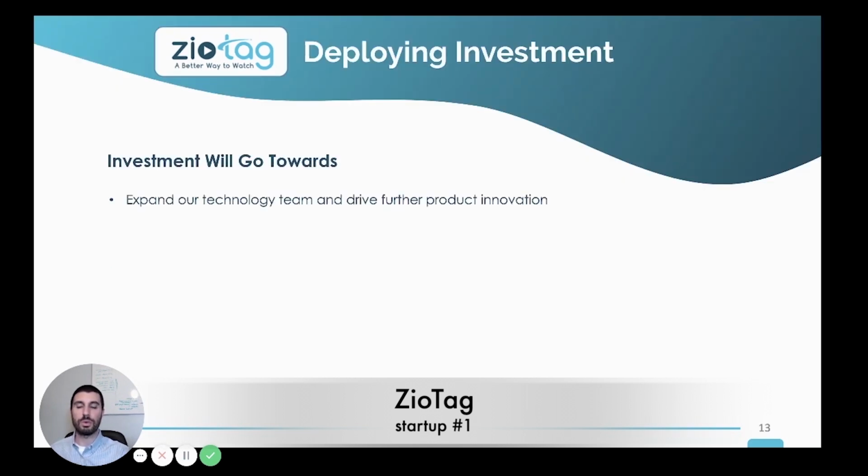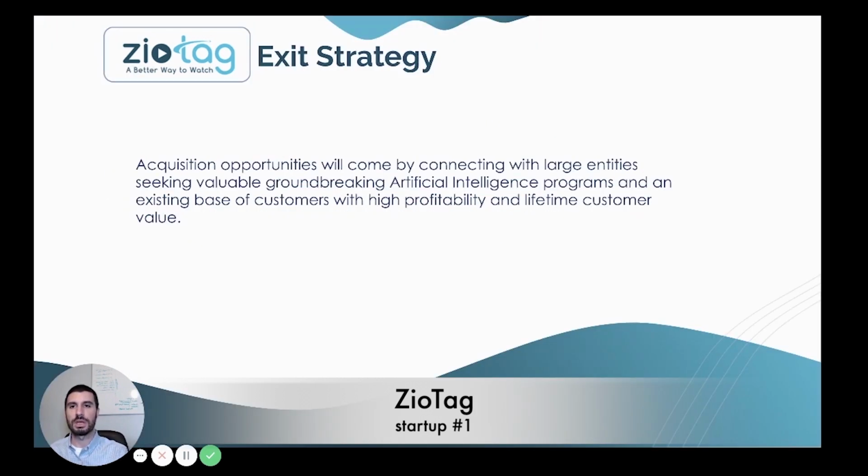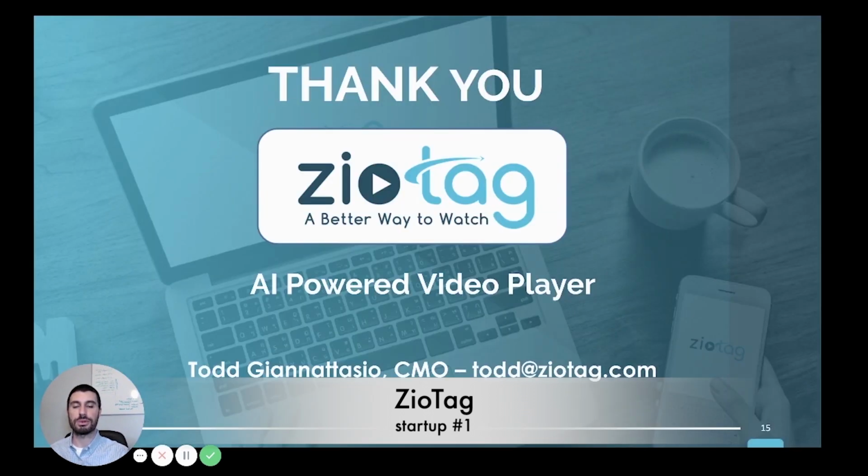Deploying our investment will go first towards expanding our technology team and driving our product innovation further faster, and then launching large-scale sales and marketing campaigns around our proven traction and offers. Our exit strategy is around connecting with large entities that are seeking valuable, groundbreaking AI programs and an existing base of customers with high profitability and lifetime customer value.